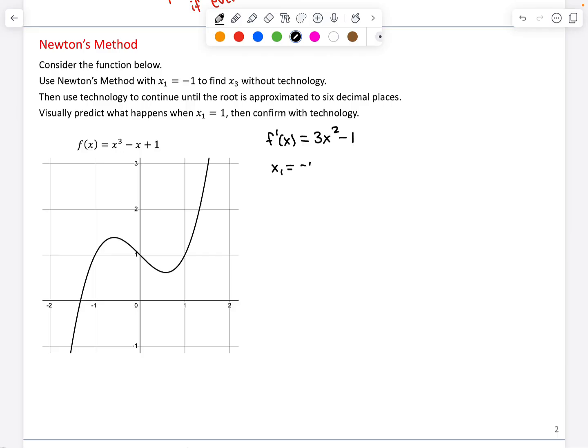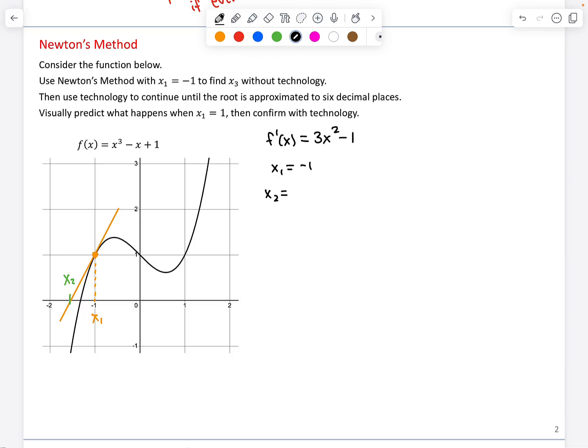We are told to use that x1 will be -1. In our image, visually, what's going on is we're going to find this point and this tangent line, and then the x-intercept of that tangent line, and call that x sub 2, and then repeat the process. We don't need to find the equation of this tangent line and then find its x-intercept. We can now just use the formula.